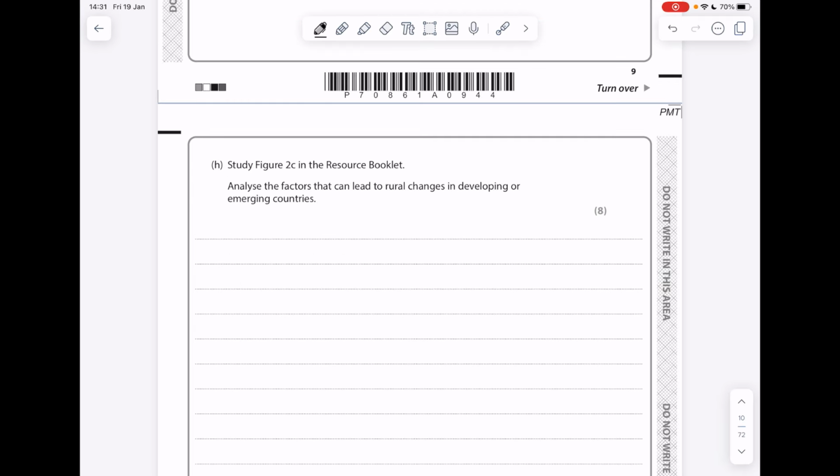Study figure 2c, analyse the factors that can lead to rural changes in developing or emerging countries. So as always with these questions, these 8 markers, we're going to talk a little bit about what the rural changes are from both an economic, social, and environmental point of view. So we're going to give a very general background to this topic, and then we'll actually back up our answer using information in figure 2c.